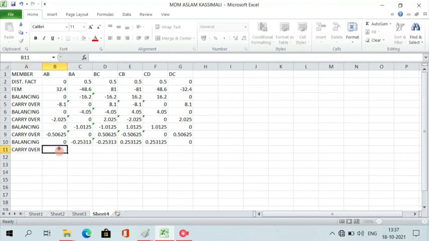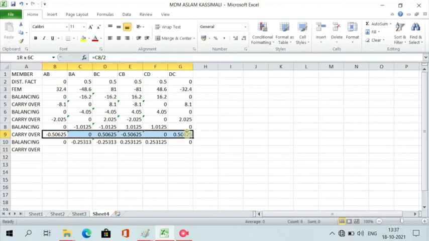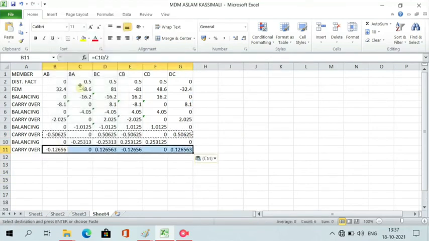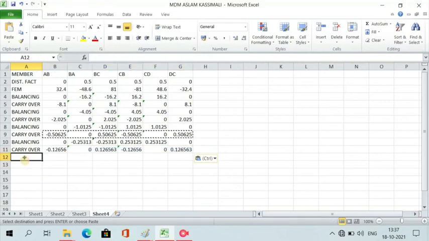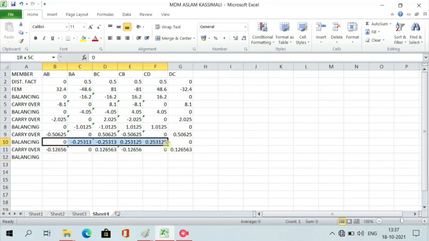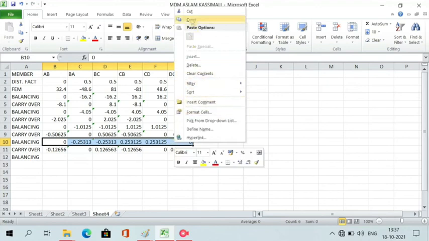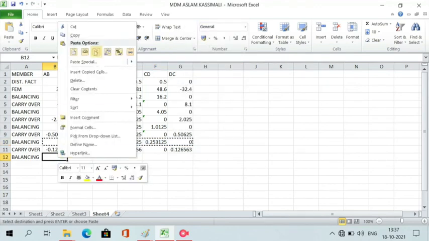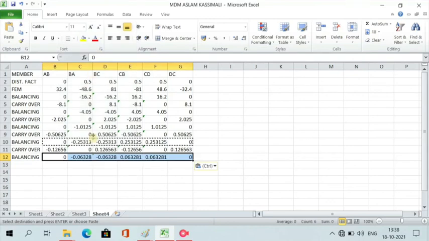Just paste it. Again we need to do carry over. Same process we will apply. Carry over. So now we have to copy this row number 9. Copy it and now paste it here. We have to skip our result at balancing. We don't have to skip at carry over. We have to skip our result at balancing. So last balancing I am doing, as we are getting very small values. So I will be copying this row number 10. Copy. I will be pasting in row number 12.